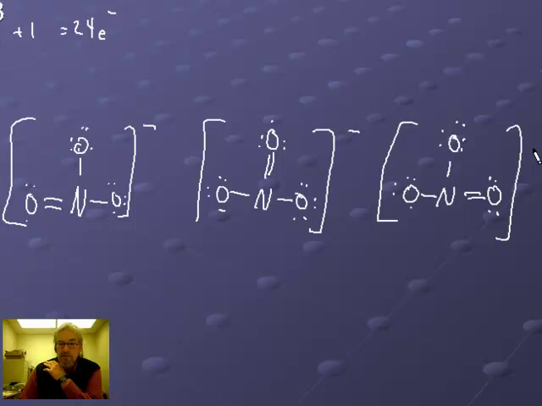So which one is right? Well, it turns out that they're all equally valid. If you were to check formal charges, you'd find that they were all the same. So you can't really distinguish between the 3 of them. And in fact, you don't have to. All of them are equally valid structures, and really none of them is right. That double bond, that second bond between the N and an O, is really in all 3 positions.